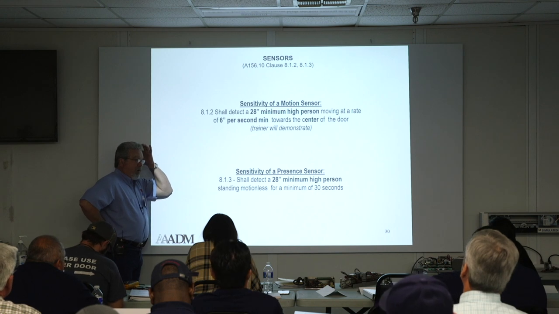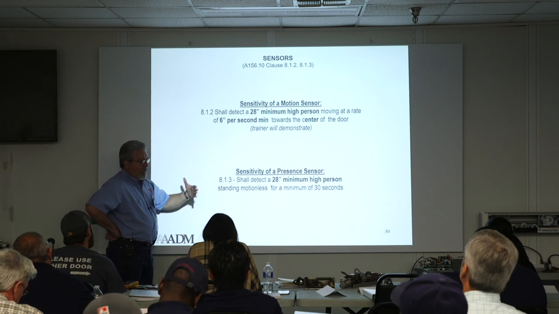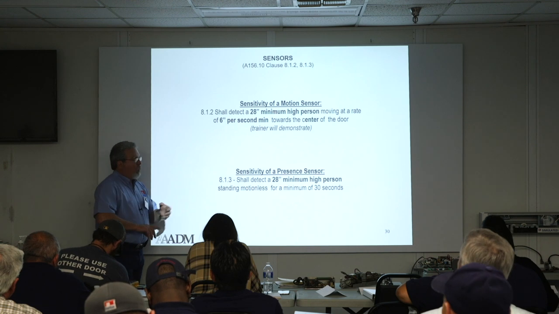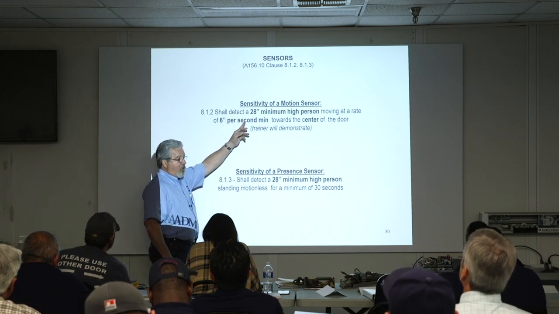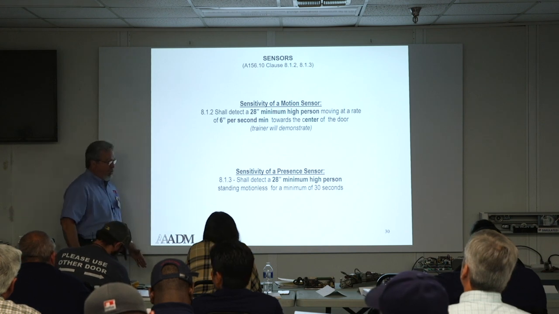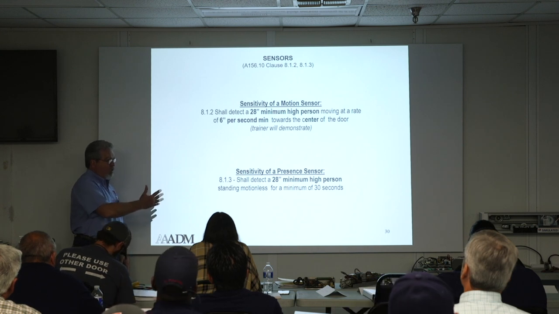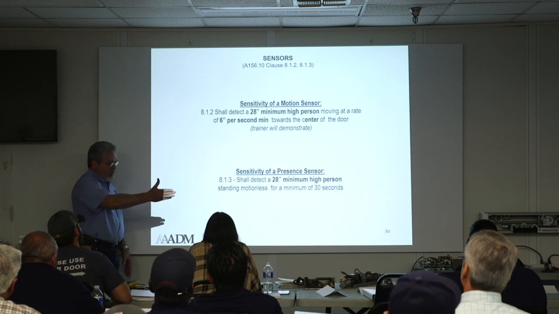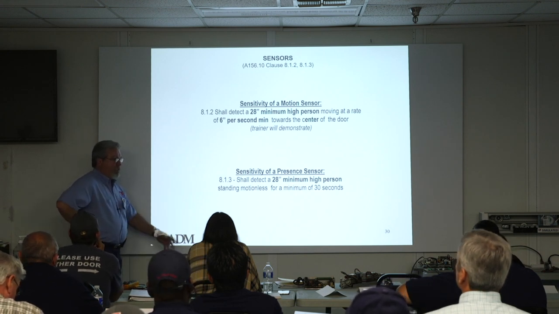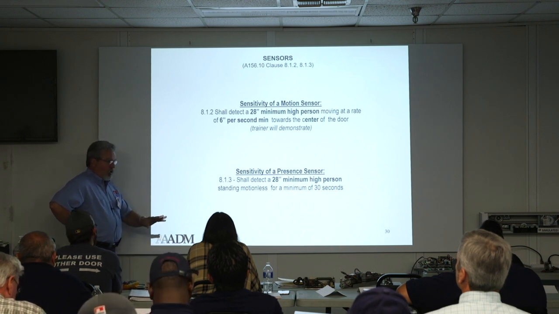Well, no, it could be, but always remember when we get into the ANSI guidelines, the ANSI guidelines are always referring to minimums and maximums. So while the minimum height person it must detect is 28, most sensors are capable of getting much closer to the floor, and so that's the minimum. So if you have an application and you want to use a door mounted sensor, I know for a fact that the laser sensors that you referred to can get down to within probably 6 inches of the floor and detect. So you can use that application.